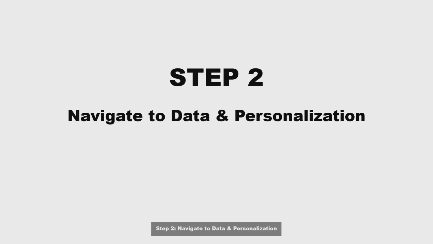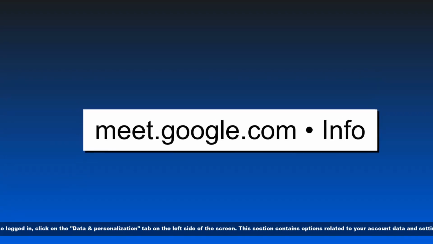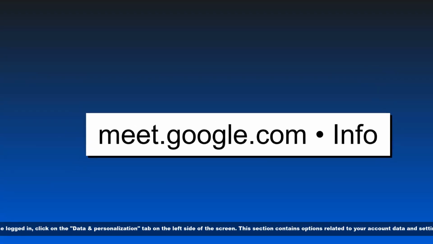Step 2. Navigate to Data and Personalization. Once logged in, click on the Data and Personalization tab on the left side of the screen. This section contains options related to your account data and settings.